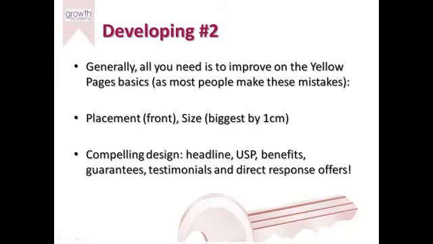The next one is size. This works on the very basic idea that the bigger something is, the more likely somebody is to look at it. So if I'm on a page of Yellow Pages adverts and yours is the biggest, we know statistically that people will look at yours more than they'll look at anybody else's. However, that doesn't mean you need to buy a full page advert. You just need to be bigger than everybody else's. So if everybody else's is 3 centimetres by 2 centimetres, you just need to be a centimetre bigger than theirs.